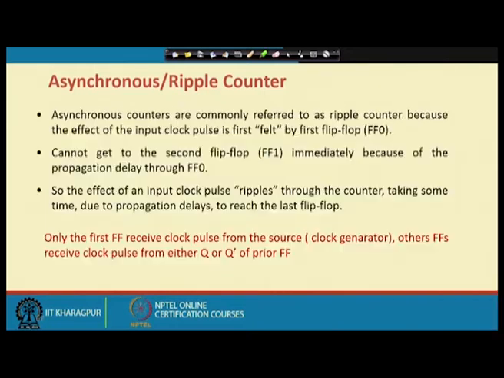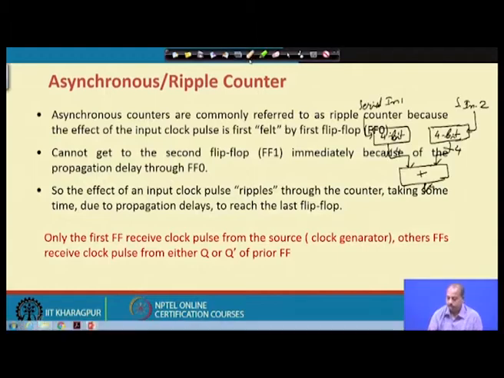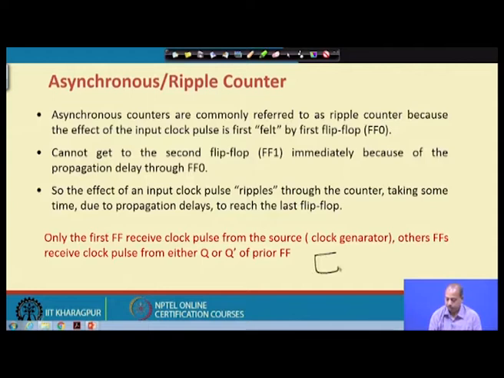It is like this. If I take 2 flip flops, this is one flip flop and this is another flip flop, then the clock signal is coming to the first flip flop. When the first clock comes, suppose I have initially made both of them equal to 0.